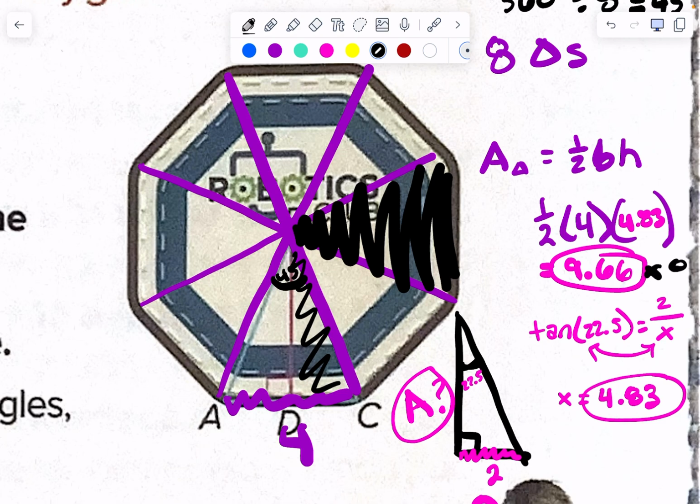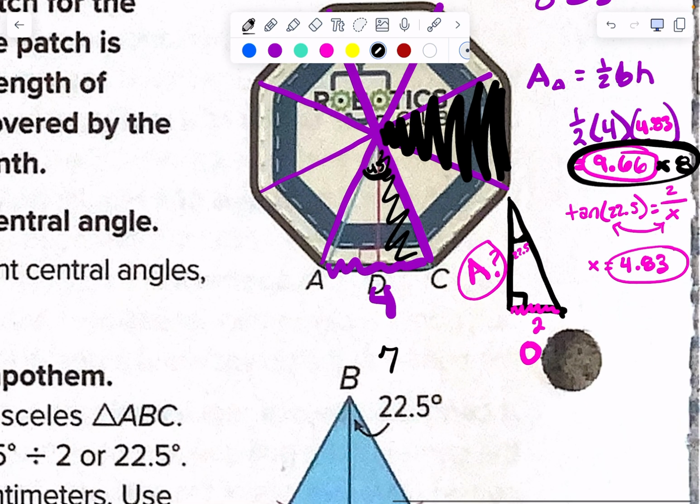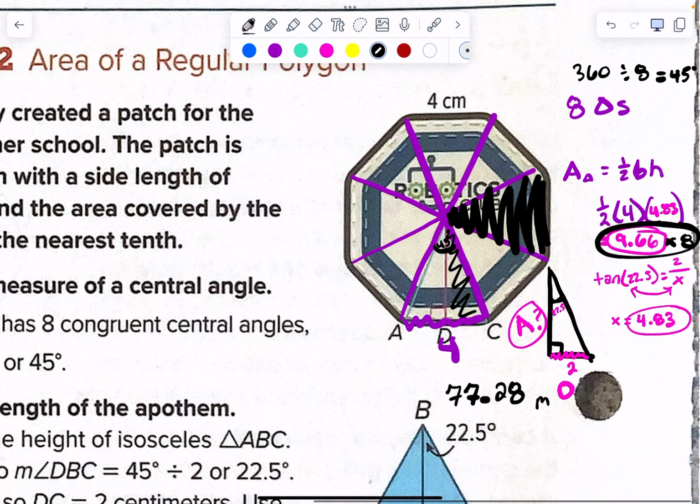Times it by 8. This is not that hard to figure out. What did you get? 77.28. Centimeters squared. There you go. Okay, good? How about that?